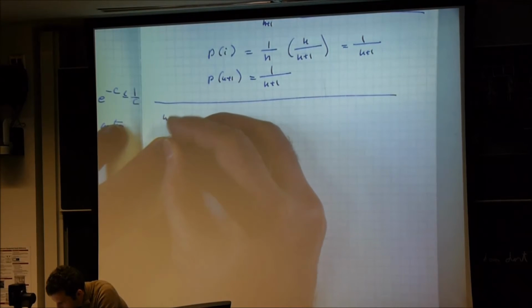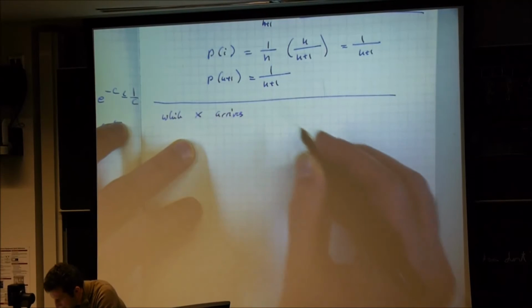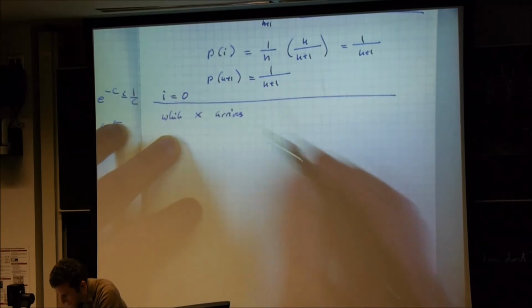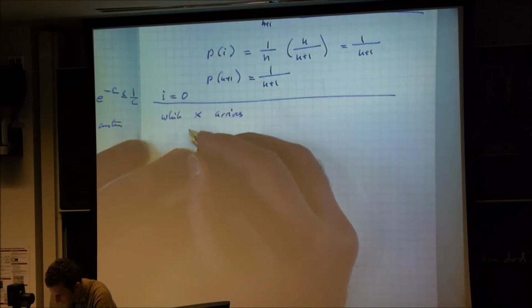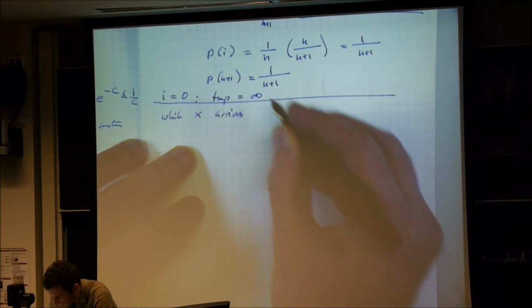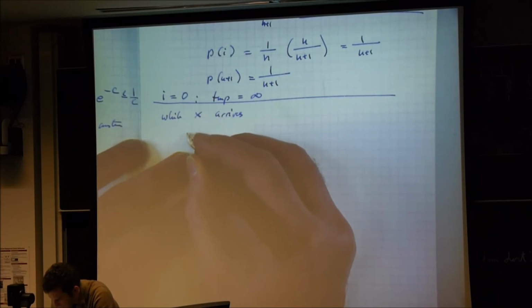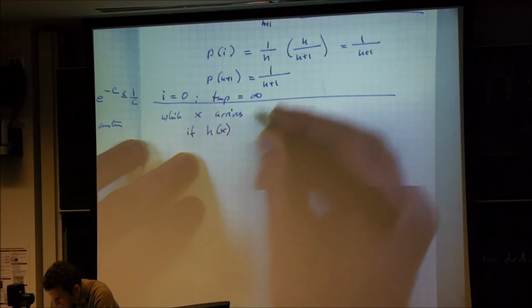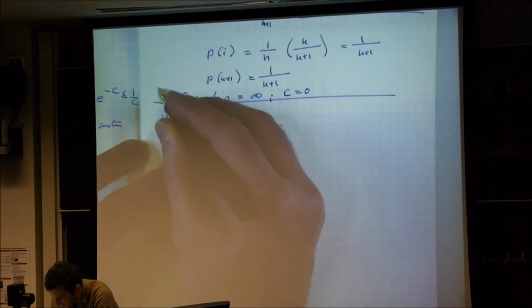So, while x arrives, actually, I need to initialize it. I need to initialize i equals 0. We set temp to be infinity, and I also set c equals 0. This is the initialization.